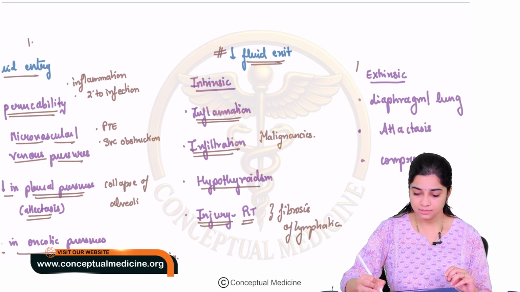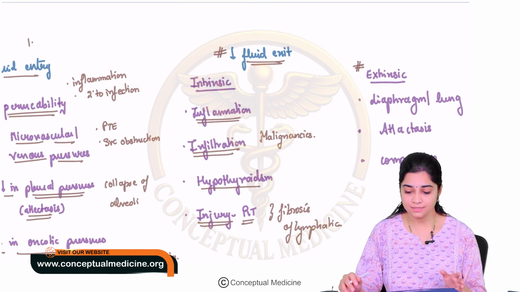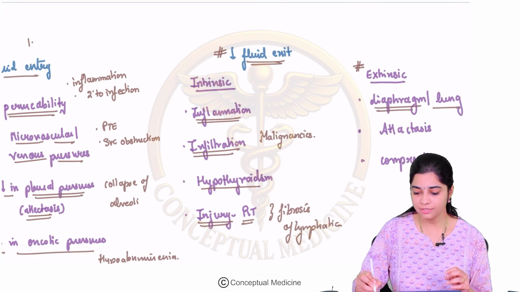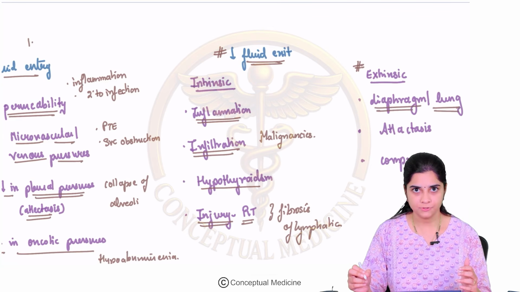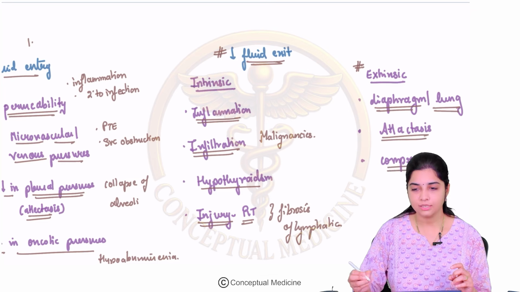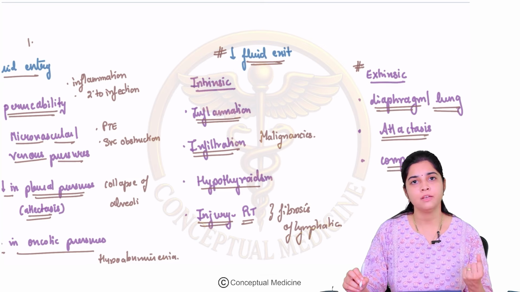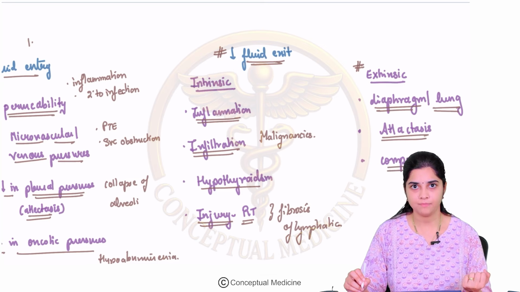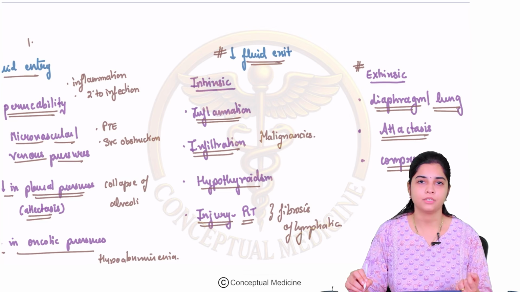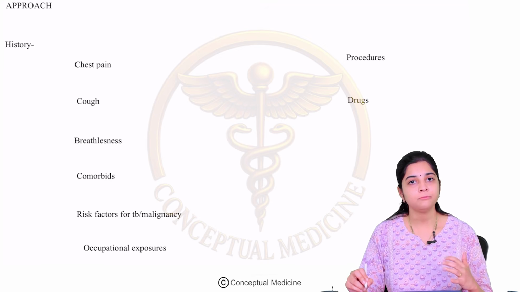Apart from this, the third most important mechanism that we should know is the extrinsic causes, right? Any form of diaphragmatic or lung injury can cause accumulation of fluid within the pleural cavity. Then it can be due to atelectasis or compression. So these are some of the extrinsic causes by which fluid accumulates within the pleura. These are the broad mechanisms by which there is fluid accumulation in the pleural cavity. So how do you approach a case of pleural effusion?